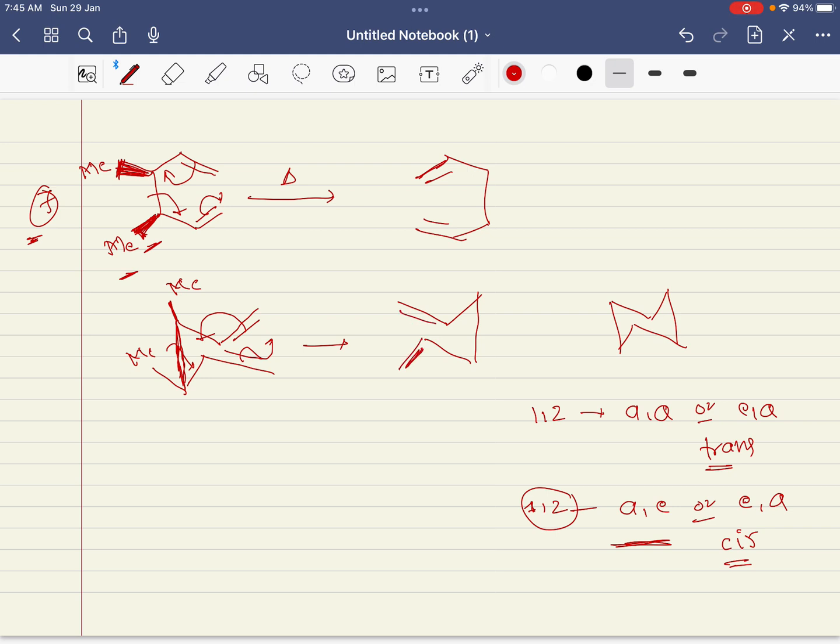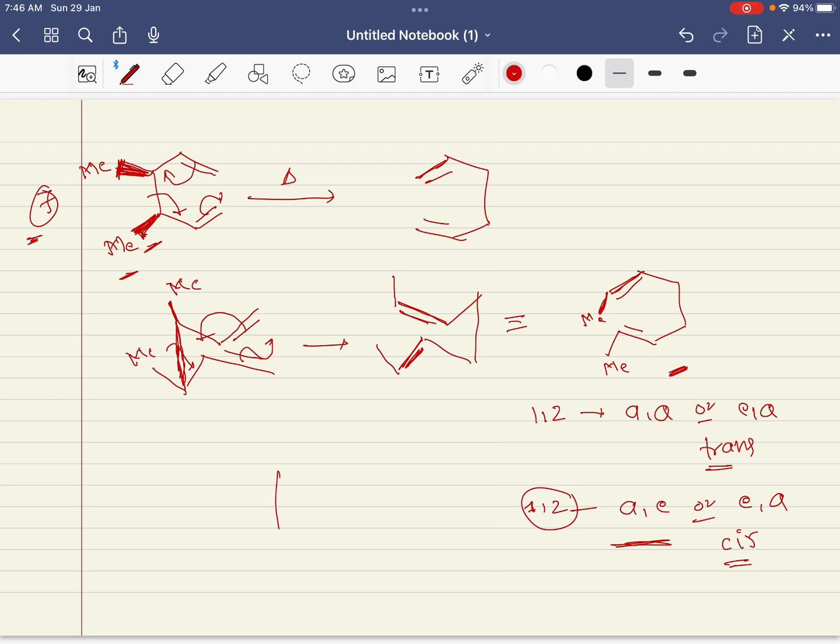So what you will get here is, see, this methyl group is above, we can write like this. This methyl group is above, you can write like this. So the product you will get here is, look at here, it is cis and this is trans. So one is cis and another one is trans. Methyl group, here I have to write cis and here I have to write trans. This is the methyl group and this is the methyl group. So this is the answer.